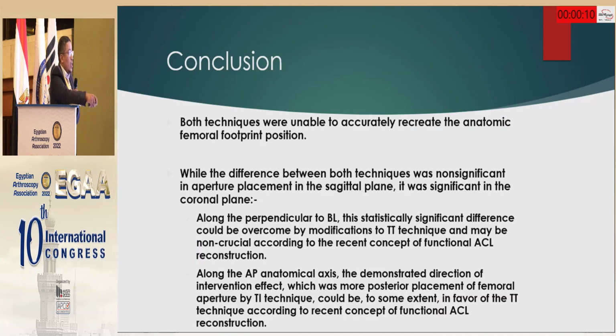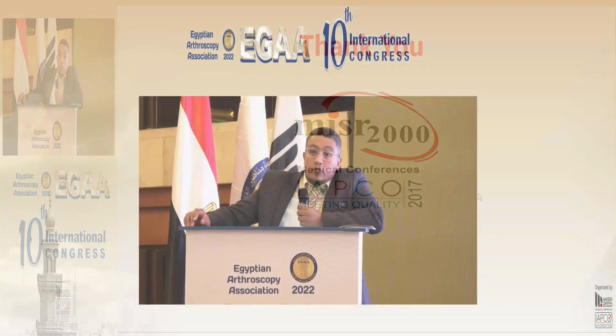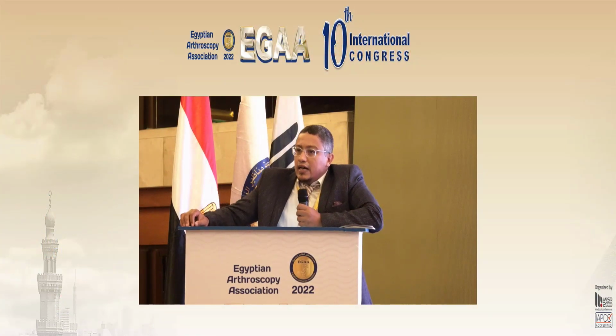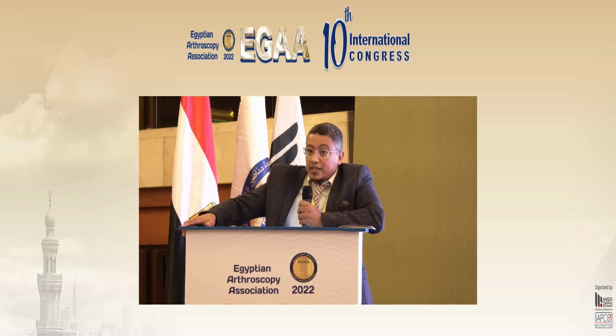So to conclude, we found that both techniques were unable to accurately recreate the anatomic footprint position, and while the difference between both techniques was non-significant in aperture placement in the sagittal position, it was significant in the coronal plane positioning. And this significant difference in the coronal plane positioning, which is along the perpendicular to Blumensaat line, could be not so crucial and could be overcome by the modifications for the transtibial technique.